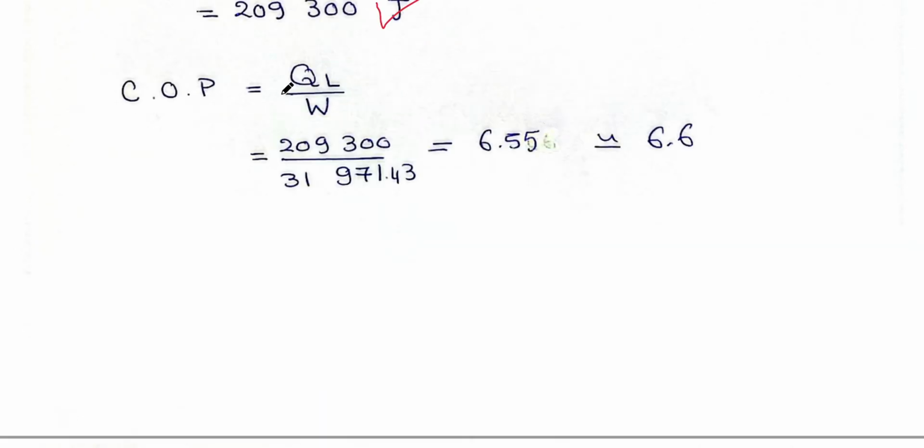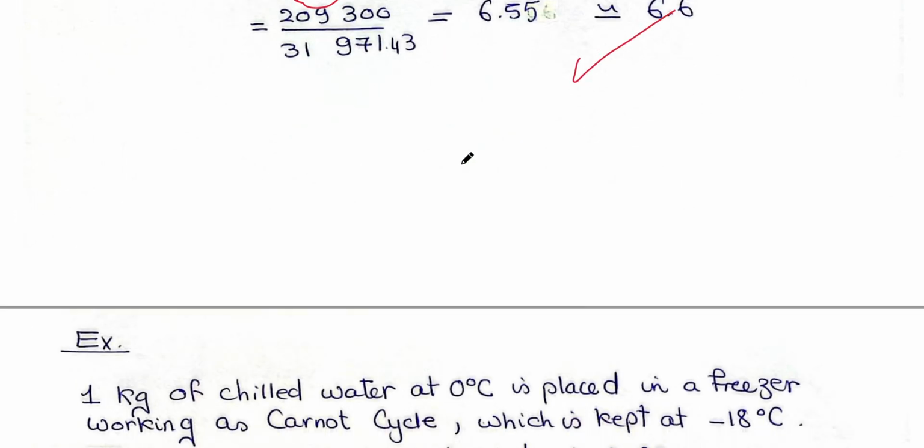The COP of this refrigerator, it was required to calculate the COP of this refrigerator, is QL divided by work. I am using this refrigerator to cool the water. So the output is QL and the input is the work. Divide the value of QL over work and you will get the COP of the refrigerator.